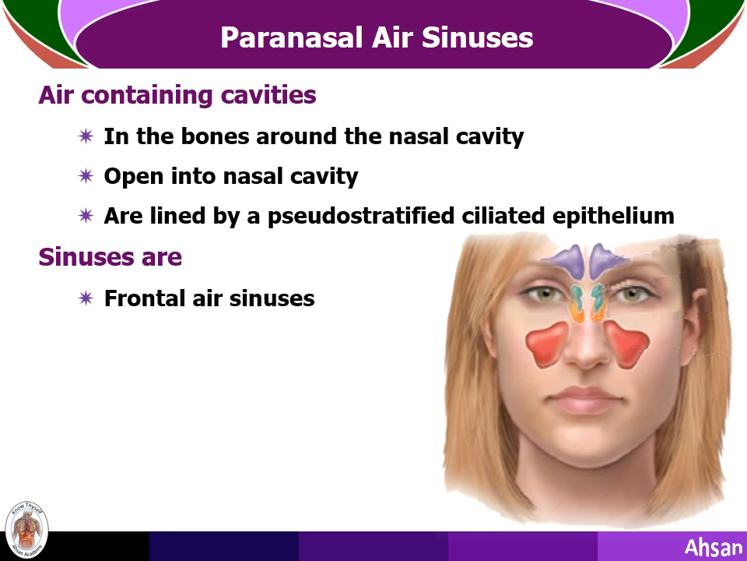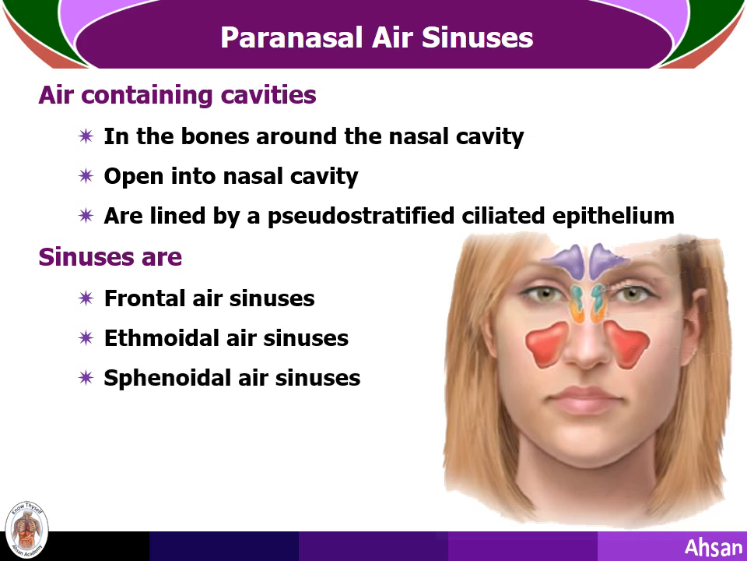There are pairs of paranasal sinuses, as well as some of the sinuses are more in number. There are two frontal sinuses present in the frontal bone. Ethmoidal sinuses are many in number, maybe up to 20. Sphenoidal sinuses are two in the body of the sphenoid bone, and maxillary sinuses are present in the body of the maxilla, and they are two in number.